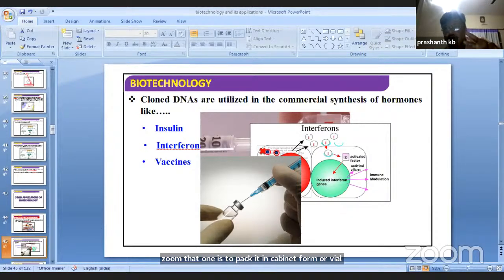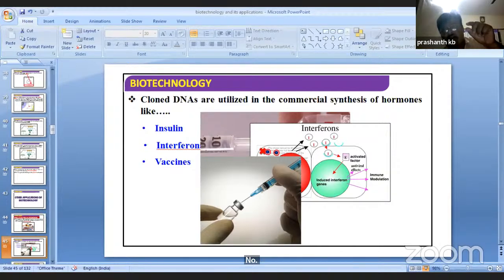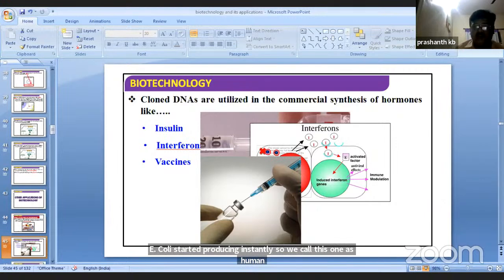Now, they have totally changed the concept. They have taken the insulin DNA of the cattle and incorporated it into the E. coli, Escherichia coli. That E. coli started producing insulin. So we call this one humulin. It was first developed by the Eli Lilly company, in USA. Like that, we have produced another, alpha interferons.